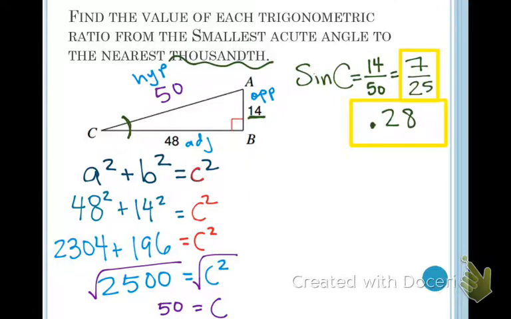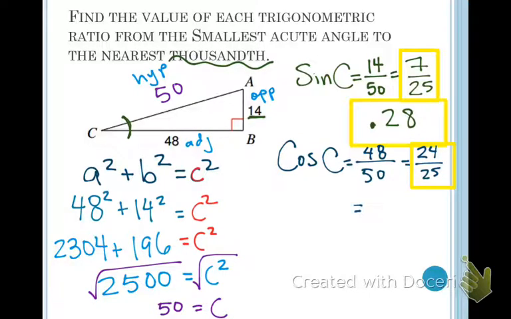All right. Move on to cosine. So cosine is what side over what side? Adjacent over hypotenuse. So what is the adjacent side? 48. Yep. And then the hypotenuse is 50. This does reduce. They're both divisible by 2. So it reduces to 24 over 25. And that as a decimal is 0.96. Good. So again, you could put a 0 at the end if you want to, but it doesn't matter.